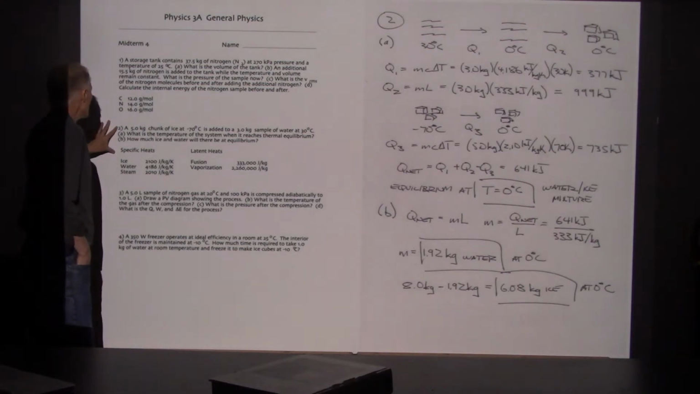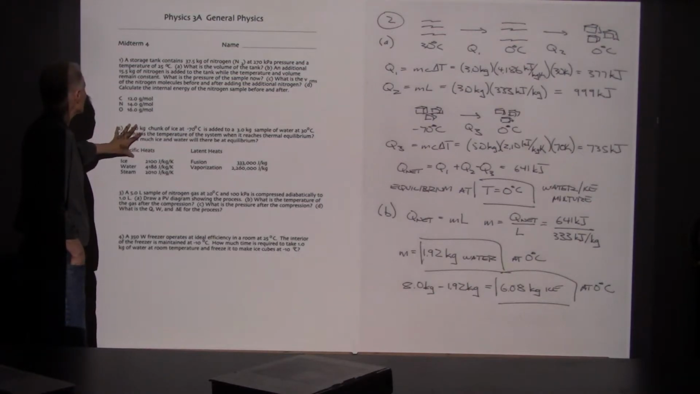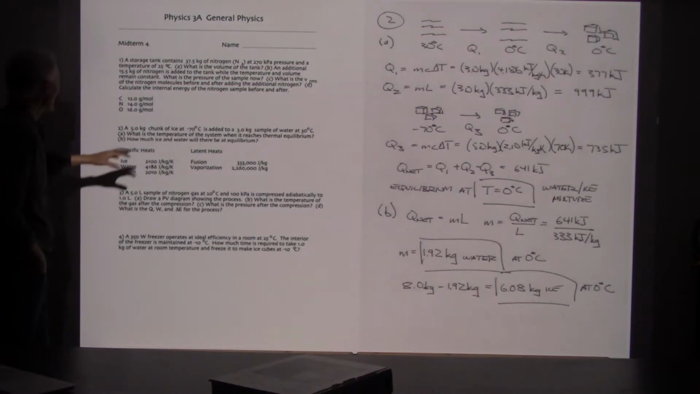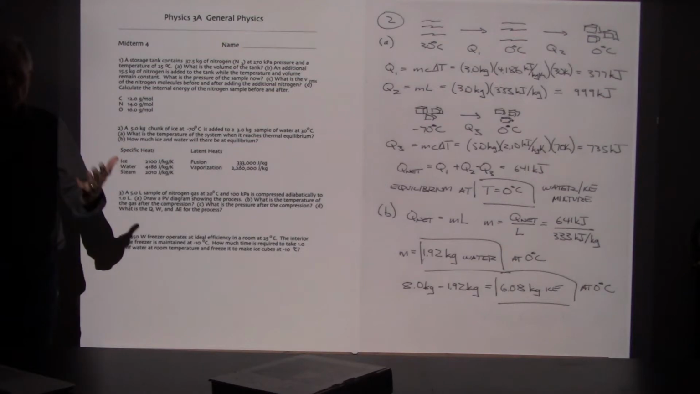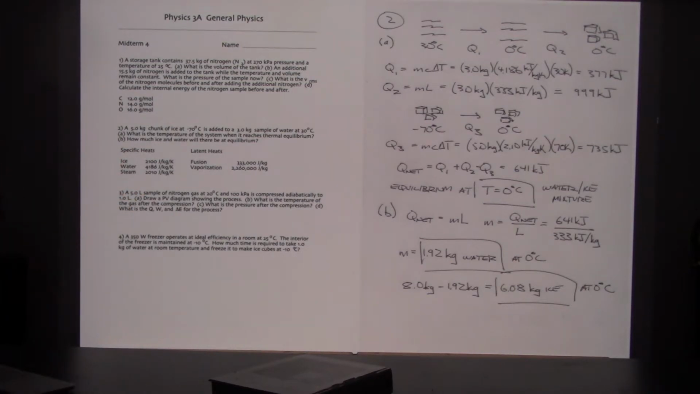Problem 2. So now what we're going to do is take a look. This looks like chapter 17. This looks like chapter 18, actually. And it's a chunk of ice. It's a big chunk of ice, 5 kilograms, water ice, at negative 70 Celsius. So it's cold.